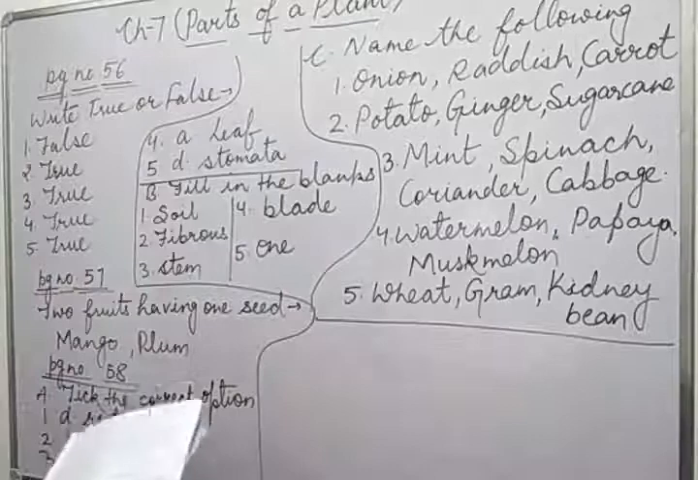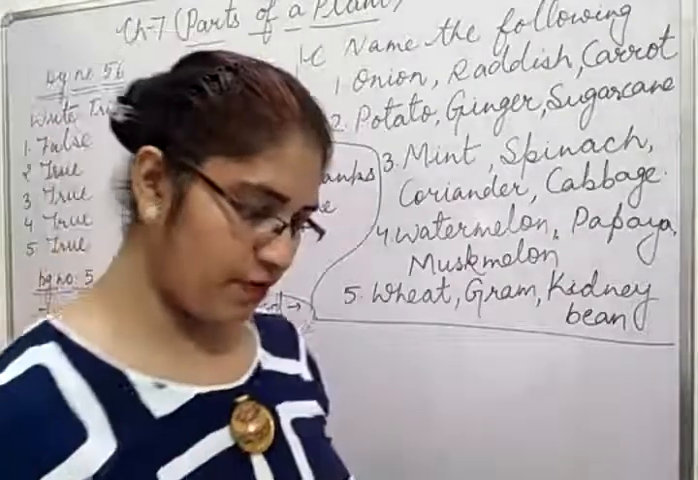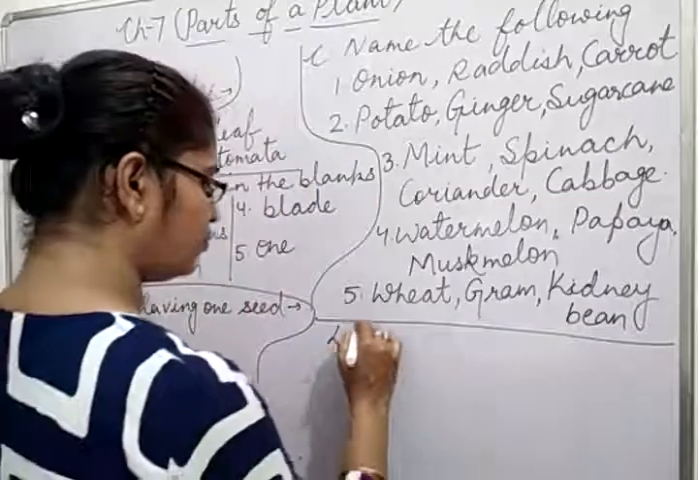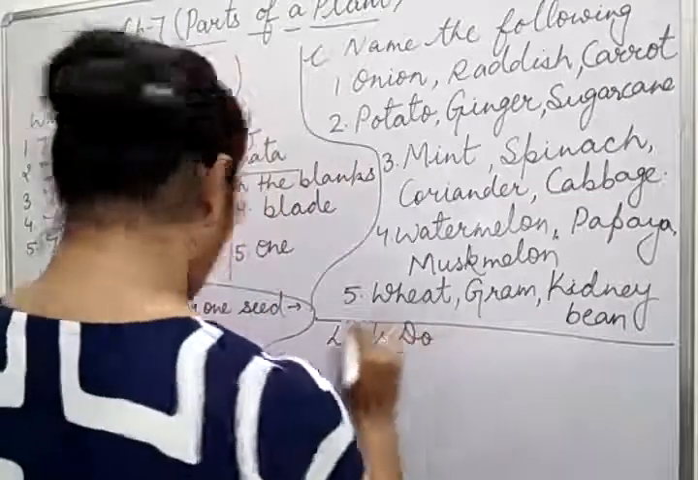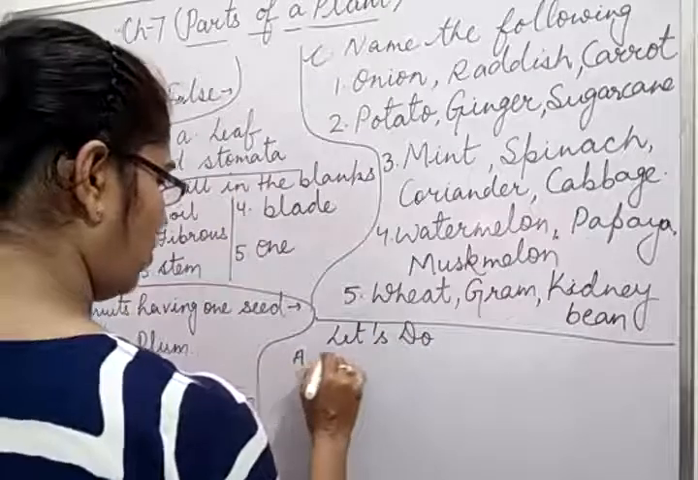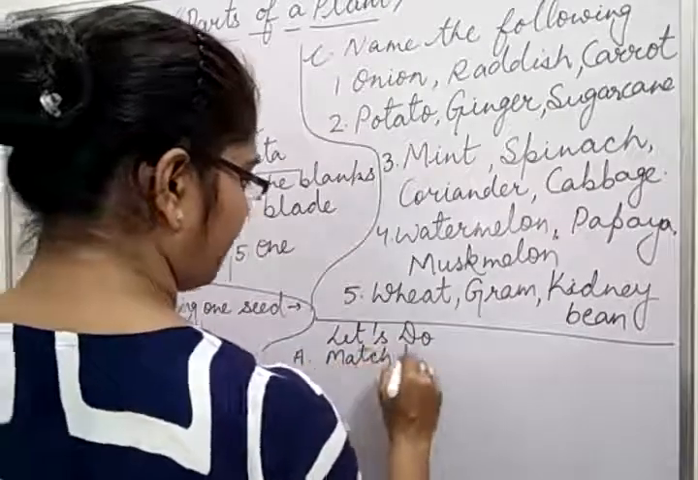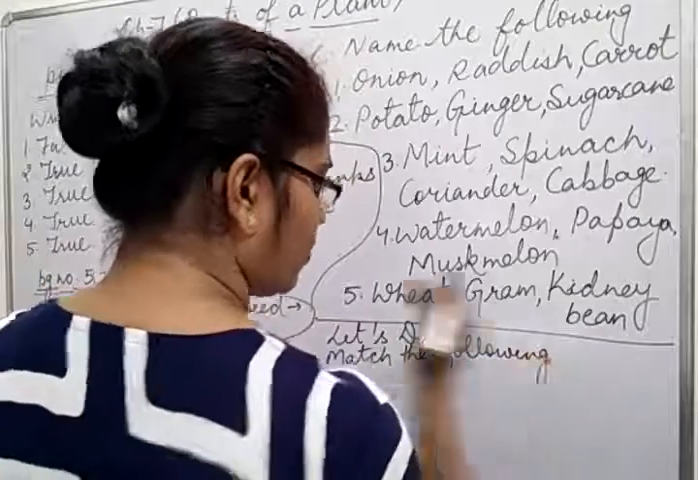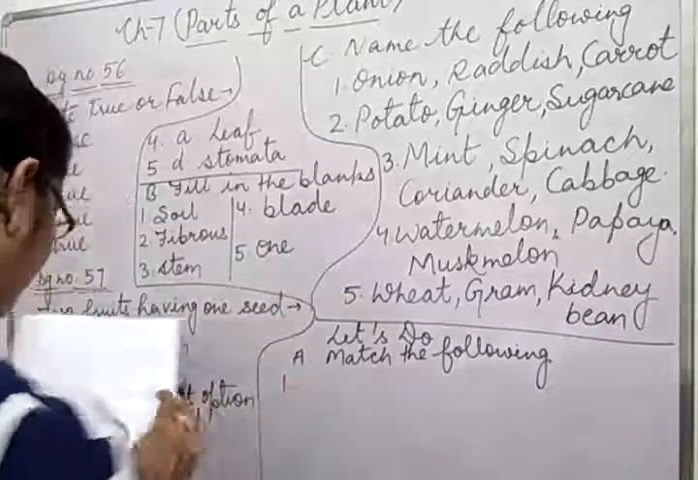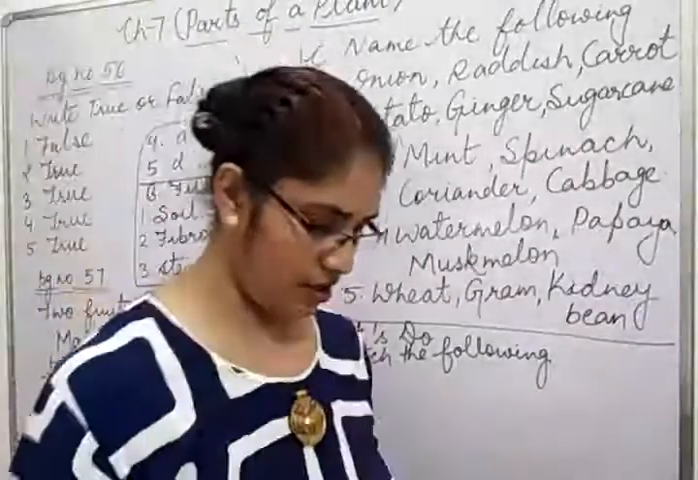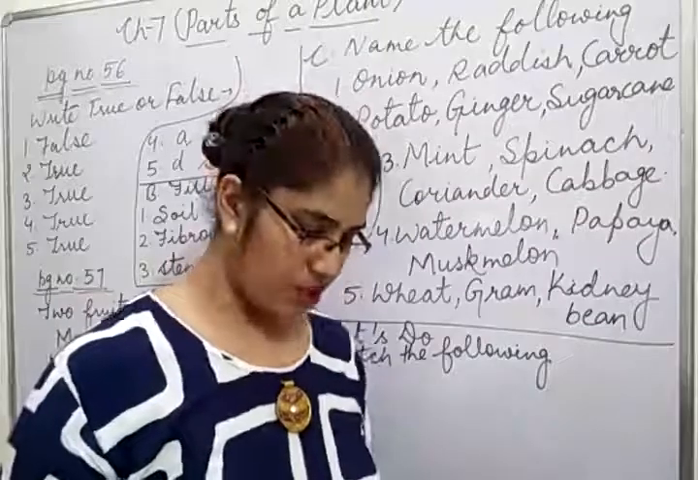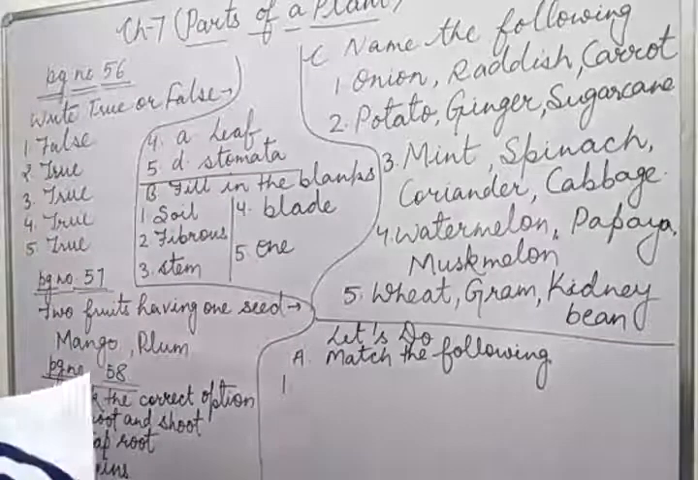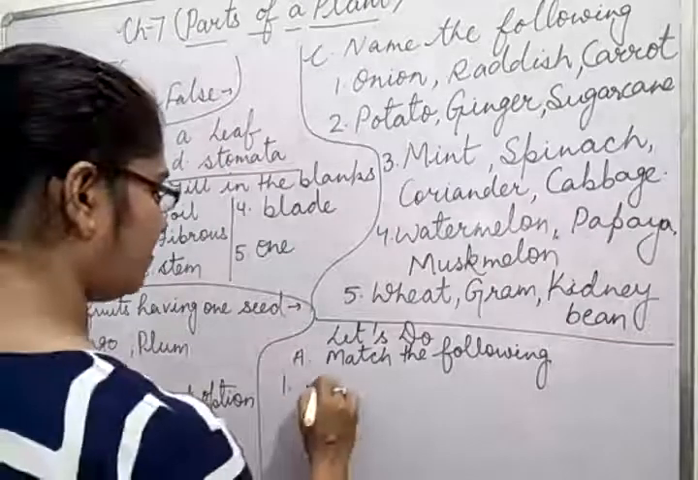Now next question, that is, let's do match the following parts of the plant with their functions. Same page, on same page it is given. Let's do A. Match the following. What is first? First picture is given of roots, beta, and the function is written. So I am here writing the numbers. In the same way you can do the first part, we will match to C part.